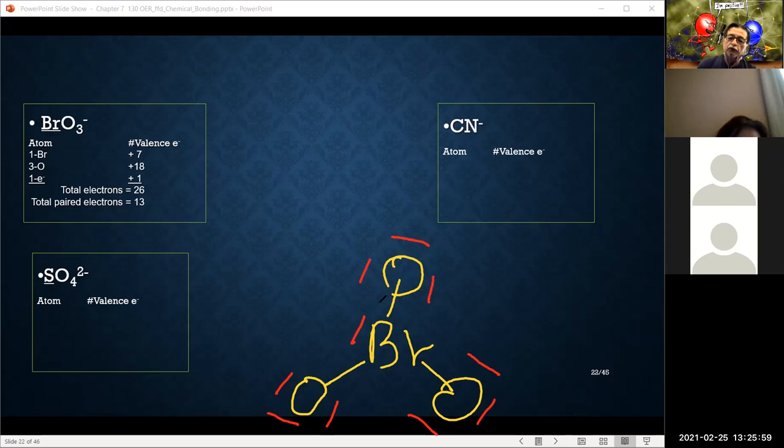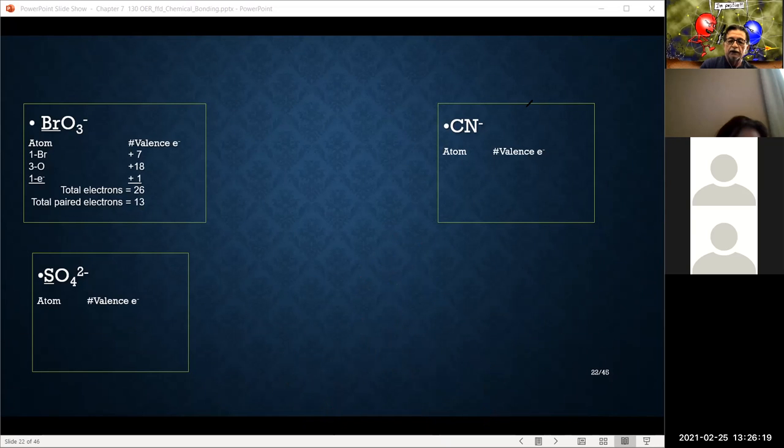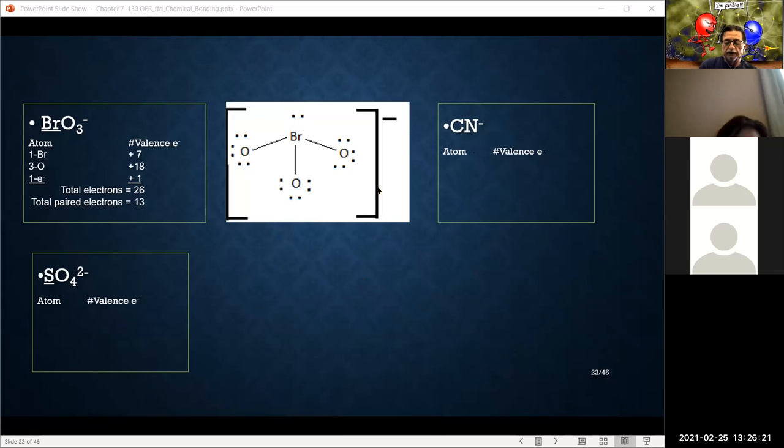That's why I go on the outside, because I fill up the octet around the outside elements, and then what's left has to go in the center. And so we have put together the structure here. Let me clear all this. We end up with this. But the bracket, again, because it is a polyatomic ion and it has a -1 charge, and that's the formula, exactly what I just drew.